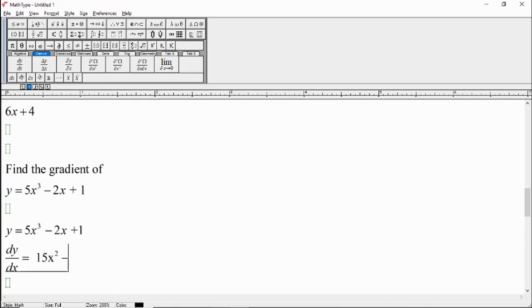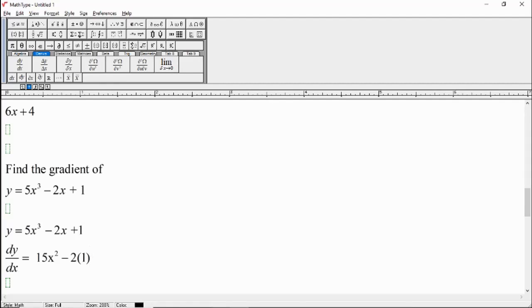Minus 2x is the same as writing minus 2x to the power of 1. Just like with the first question, when we did plus 4x. Same process. We multiply by the power of 1. So minus 2 multiplied by 1 is still minus 2. 1 minus 1 equals 0. x to the power of 0, as I established in the previous question, anything to the power of 0 is 1. So that will be minus 2 multiplied by 1, it will be minus 2.